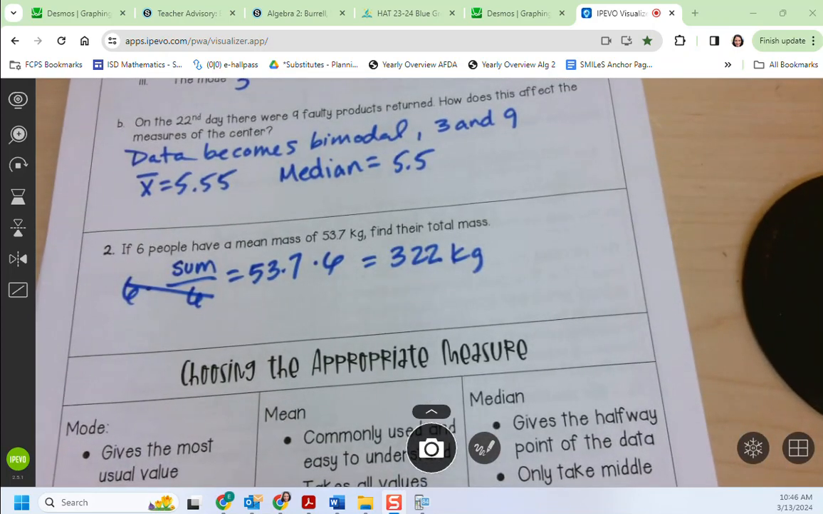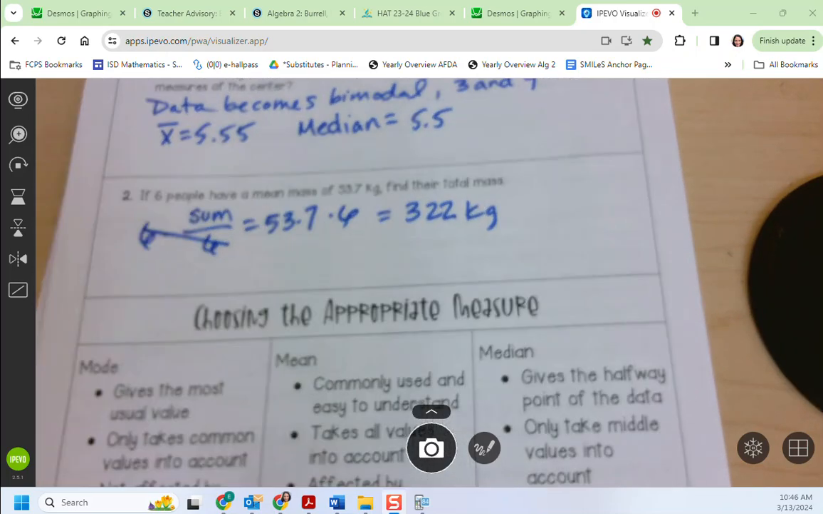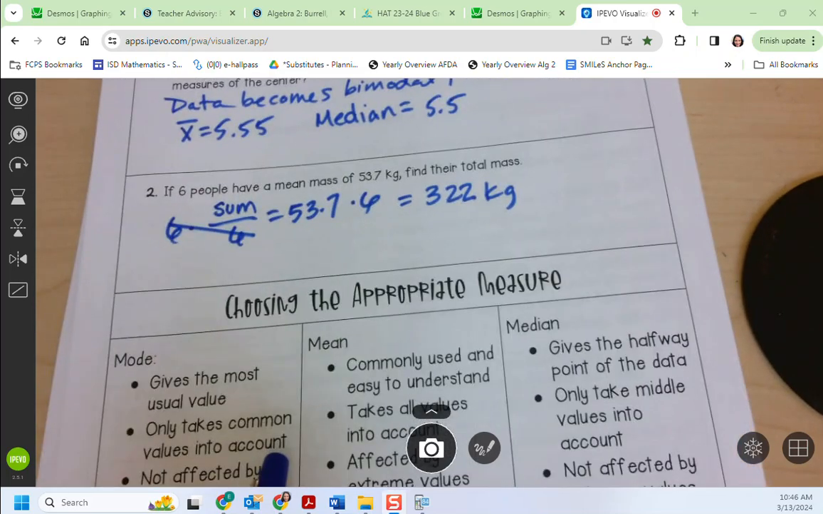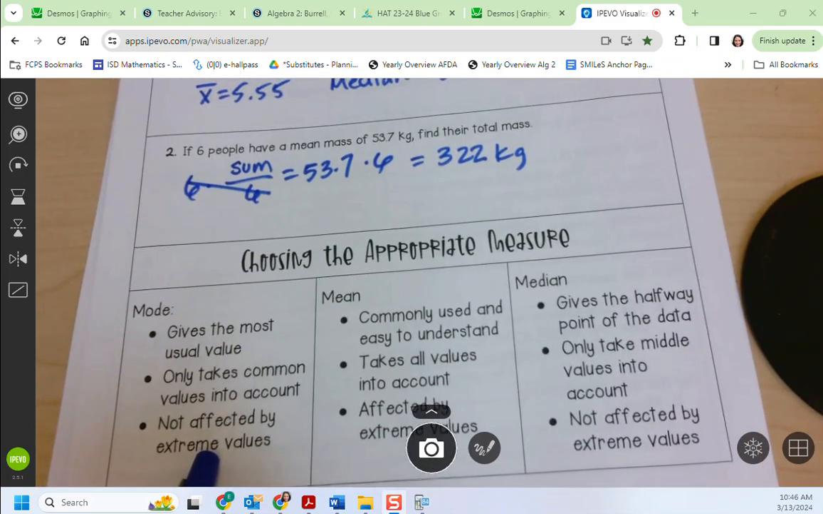All right, choosing the most appropriate measure. Finding mean, median, and mode is very, very simple. Choosing the appropriate measure is more complicated. The mode would give you the most usual value, but it only takes common values into account, and it's not affected by extreme values, right?